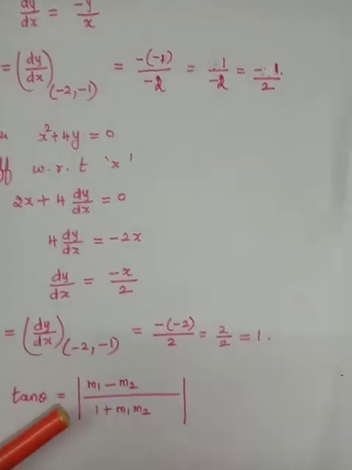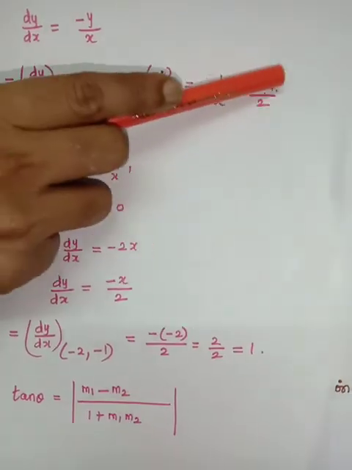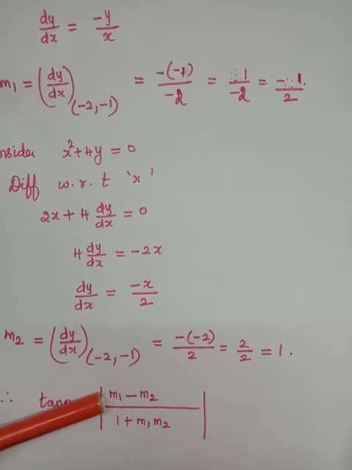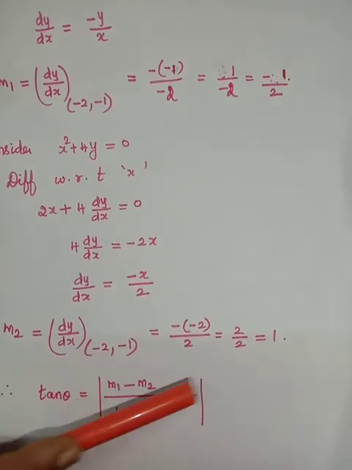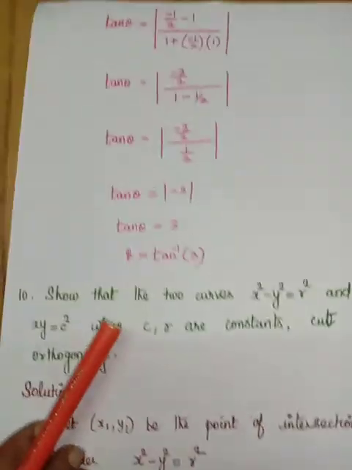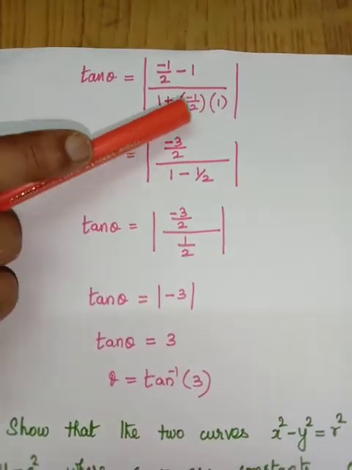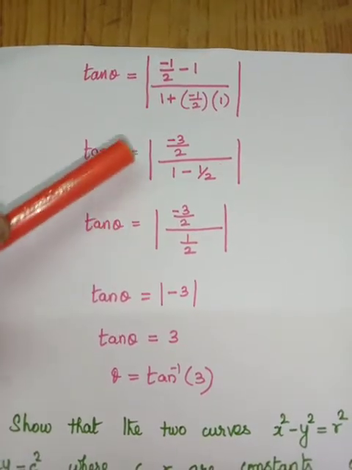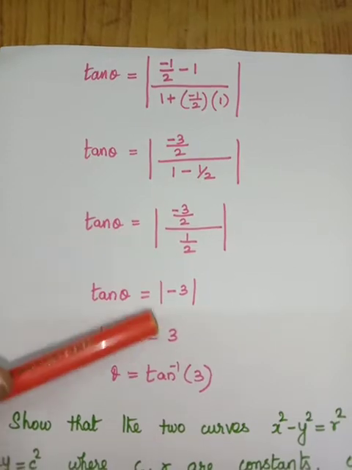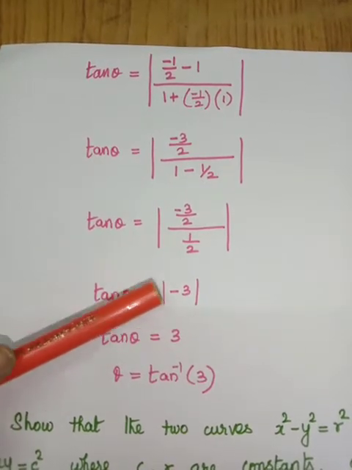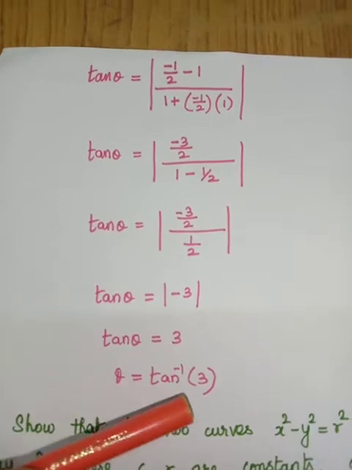Tan theta is equal to modulus of, acute angle only we have to consider. So m1, what is that? Minus 1 by 2. So here you have to write minus 1 by 2. In the formula you are having minus. So m2 is 1. So here minus 1 by 2 minus 1 divided by 1 plus m1 into m2. So when you simplify, it is minus 3 by 2. Here 1 minus 1 by 2, that is 1 by 2. So the answer is minus 3. So modulus of minus 3 is plus 3. So theta is equal to tan inverse of 3.